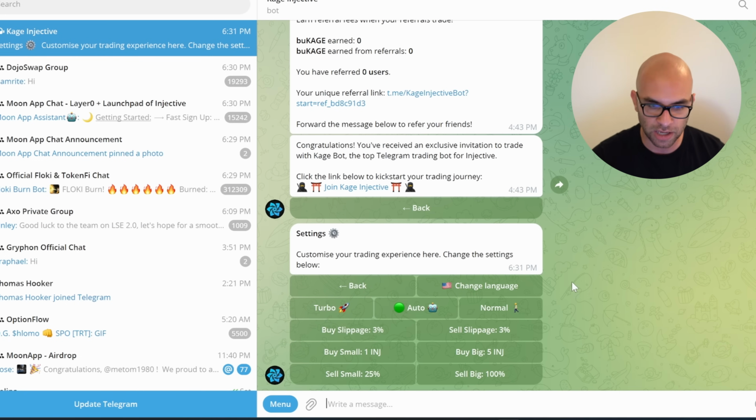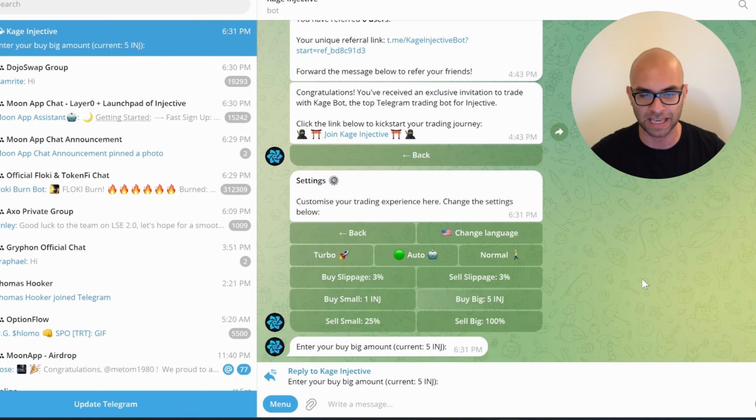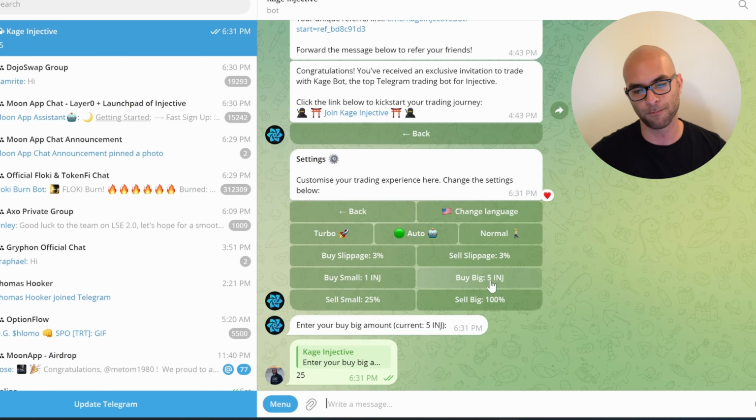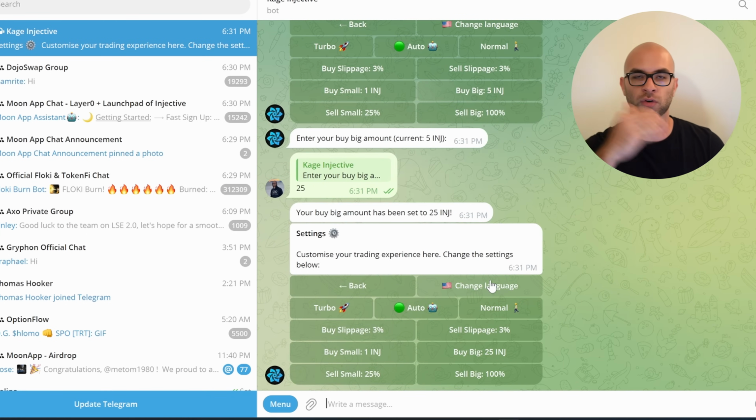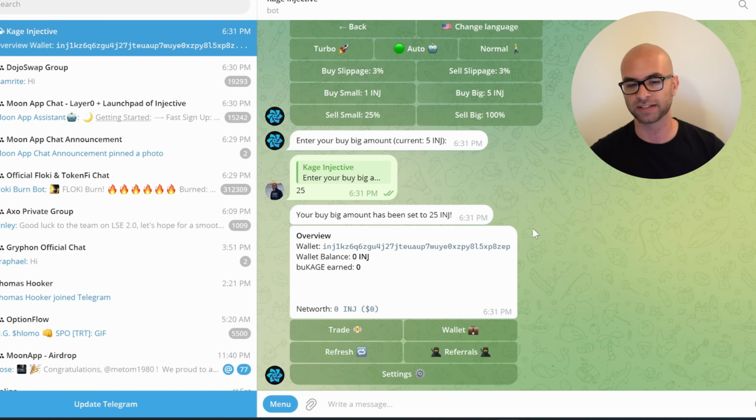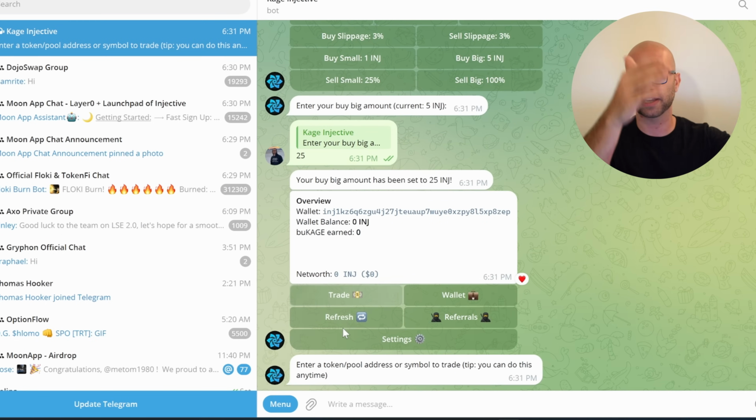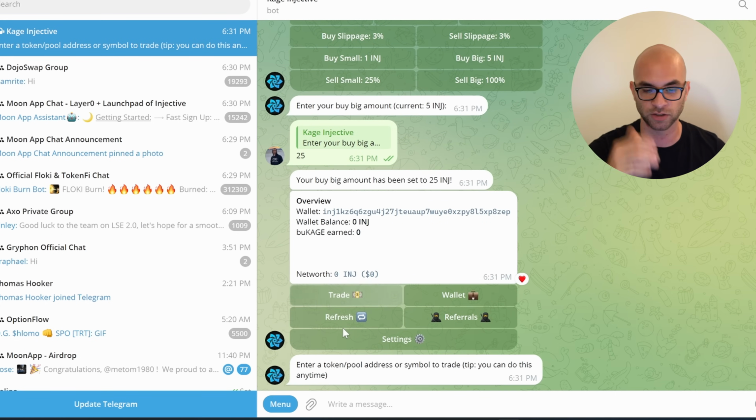You can change your language. You can increase the slippage. You can hit, hey, buy big at 5 injective. You can hit sell big, which is selling 100%. You can hit sell small. These are all of the different settings that you can mess with, such as me clicking buy big at 5 injective. And now I can say, hey guys, I'm actually a baller and my buy big is 25 injective. So now that's going to change for whenever I make trades in the future. Now I can go back on the settings after I messed around with it. And the big thing I can do is hit trade once I've actually deposited injective into this wallet.